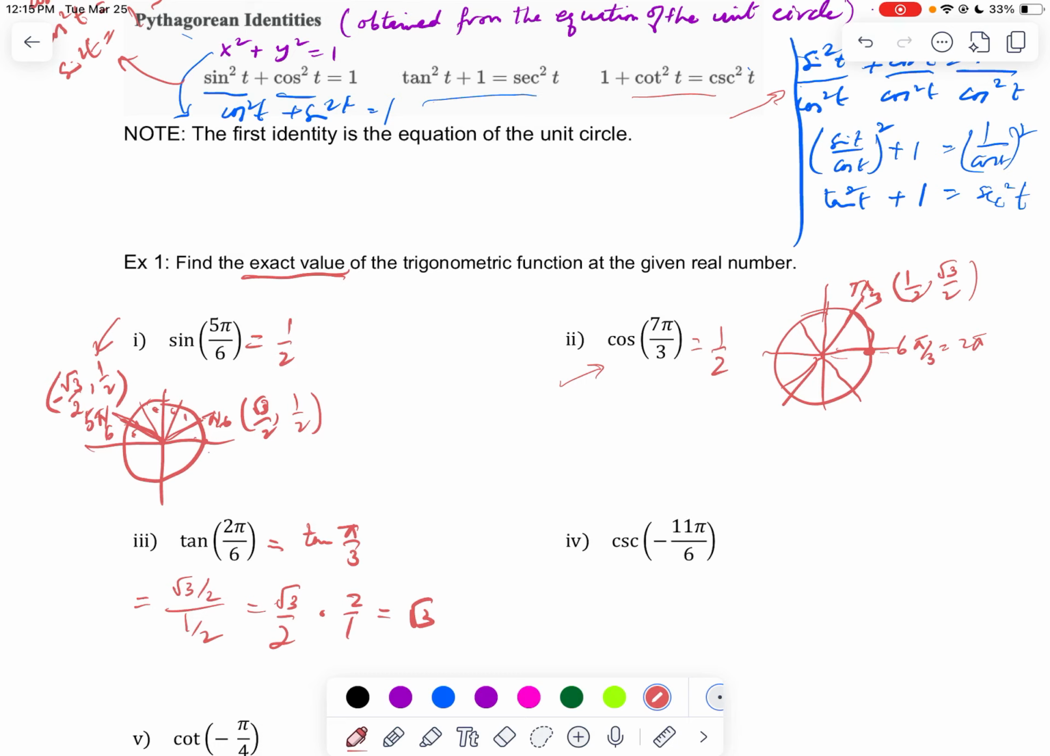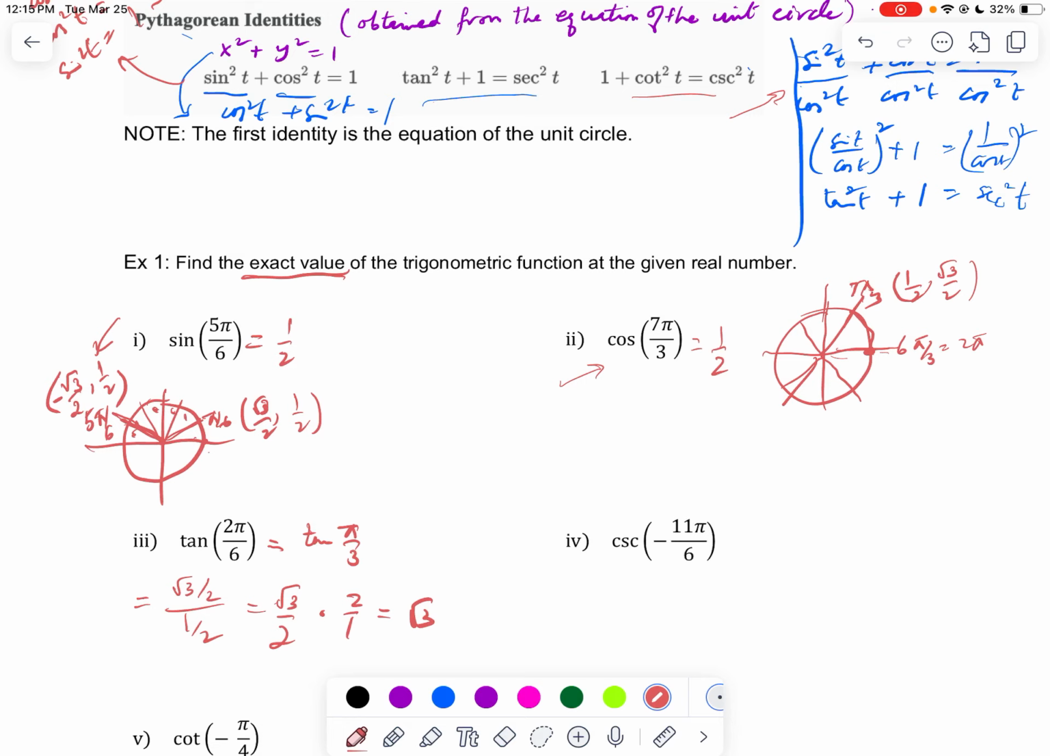The next one, cosecant of negative 11 pi over 6. Now, you learned earlier that when we are counting the t values, or when we are counting these real numbers moving on the unit circle in the counterclockwise direction, we have positive values for the real number. So the positive values go in the counterclockwise direction. If we move in the clockwise direction, we will have negative t values.